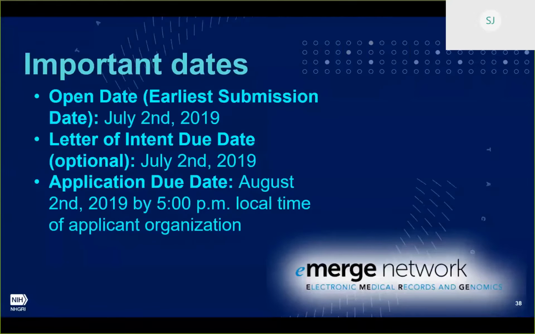So just important dates to think about. The open date, which is the earliest submission, is July 2nd, 2019. There is a letter of intent due date, July 2nd. Again, this is optional. And the application due date is August 2nd, 2019 by 5 p.m. local time of your organization.